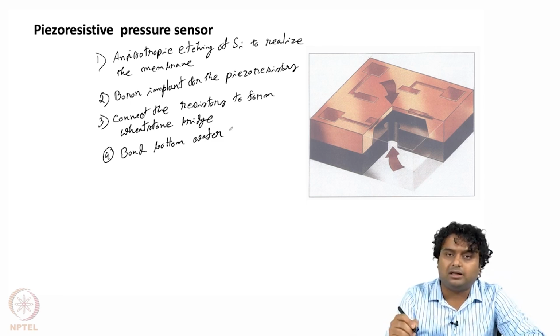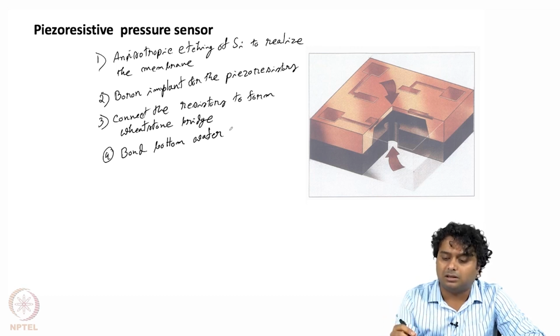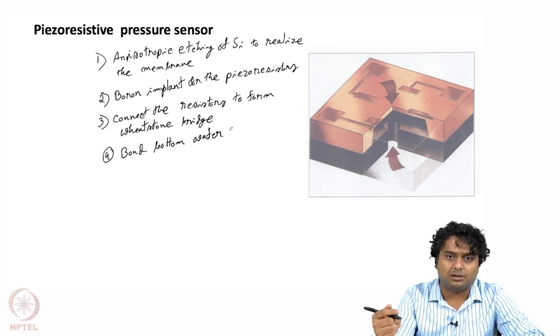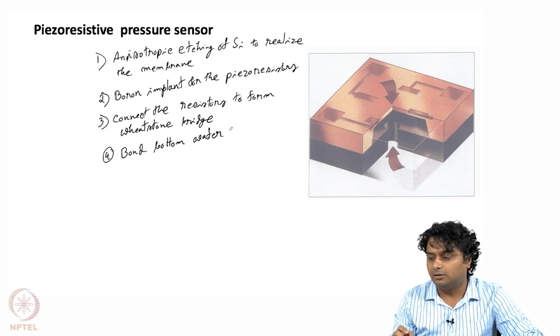Bonding is a technique by which we can join two different silicon wafers. We have not discussed it in this course, but you can consider it as gluing two different wafers. Though we do not physically use any glue, we use anodic bonding or high temperature, high pressure bonding, where two silicon wafers join to each other.